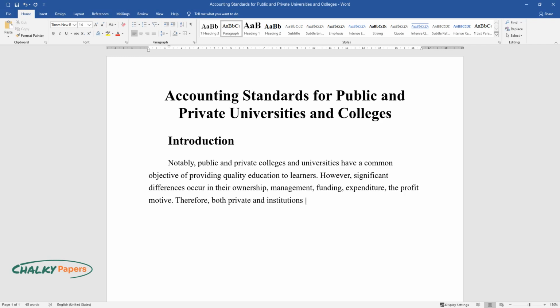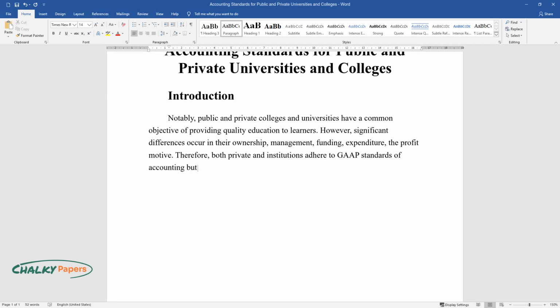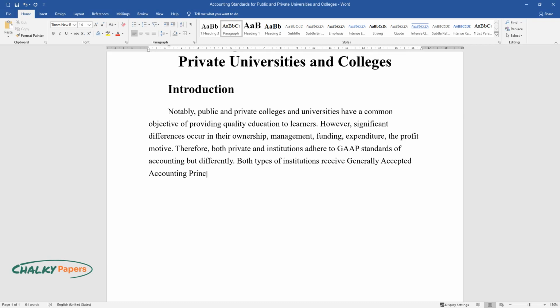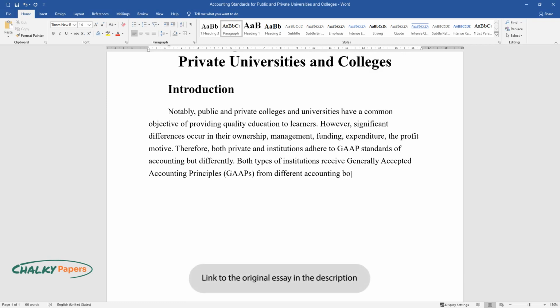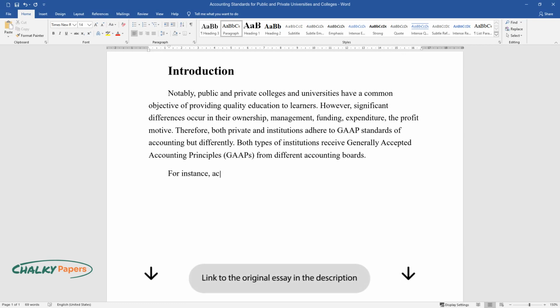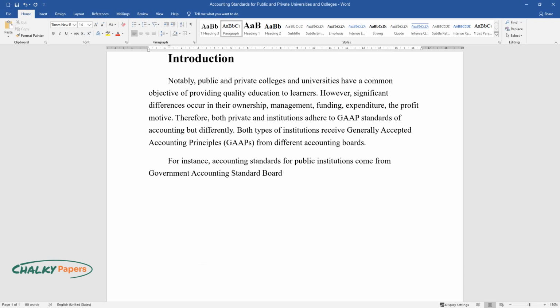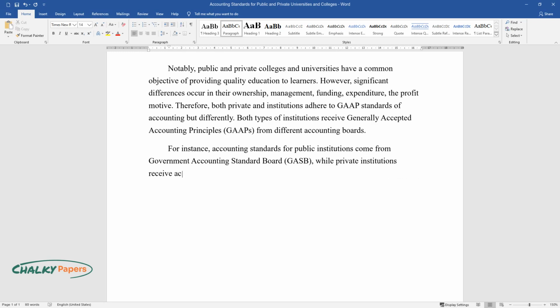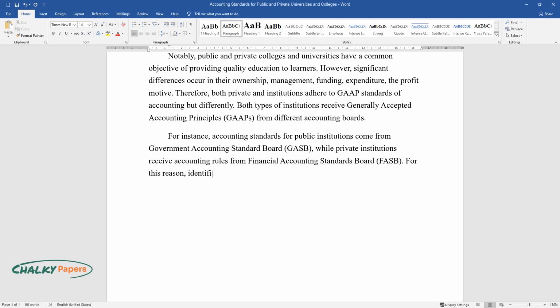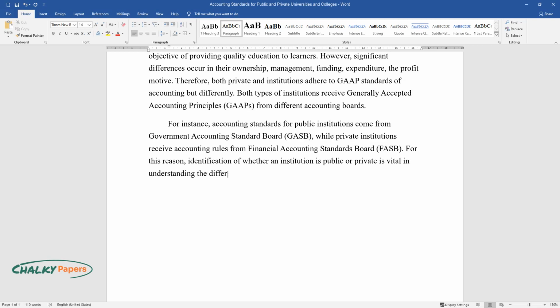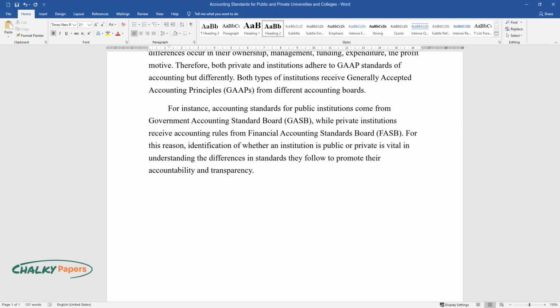Therefore, both private and public institutions adhere to GAAP standards of accounting but differently. Both types of institutions receive generally accepted accounting principles, GAAPs, from different accounting boards. For instance, accounting standards for public institutions come from the Government Accounting Standards Board, GASB, while private institutions receive accounting rules from the Financial Accounting Standards Board, FASB. For this reason, identification of whether an institution is public or private is vital in understanding the differences in standards they follow to promote their accountability and transparency.